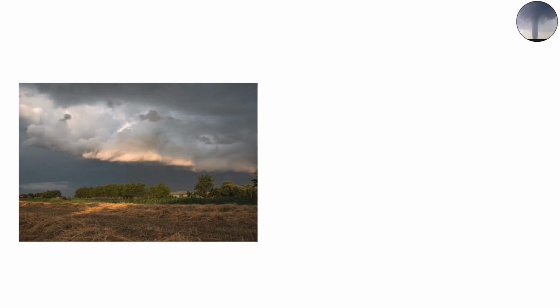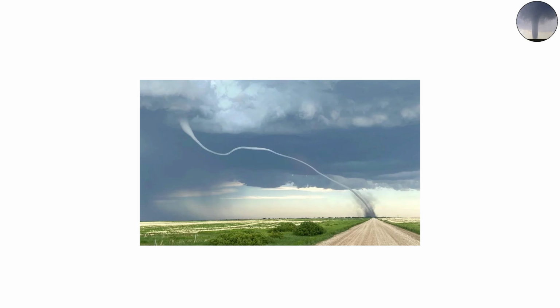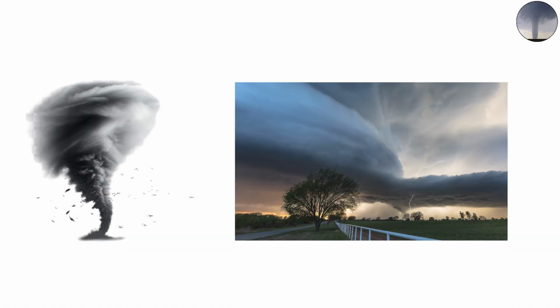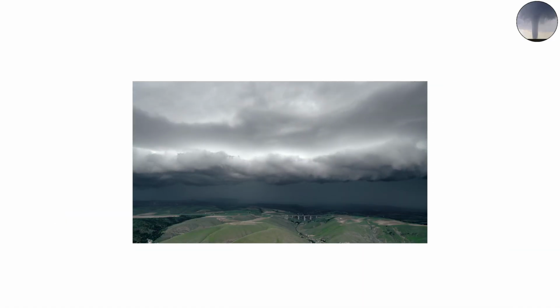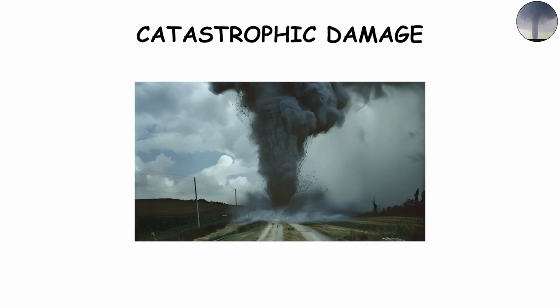Dissipation stage. As the storm's warm inflow weakens, the tornado begins to narrow and lose energy. It often ropes out, twisting into a thin, graceful shape before fading completely. Some tornadoes last just a few minutes, while others can persist for over an hour, traveling more than 50 miles. Even short-lived ones can cause catastrophic damage.